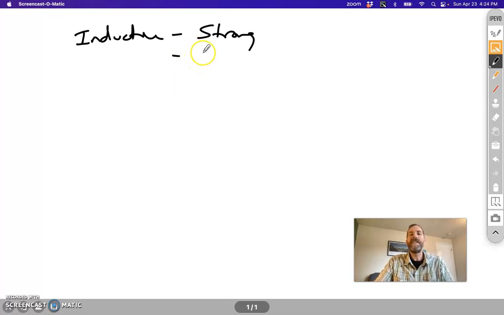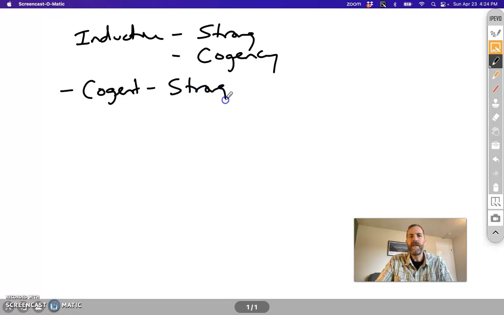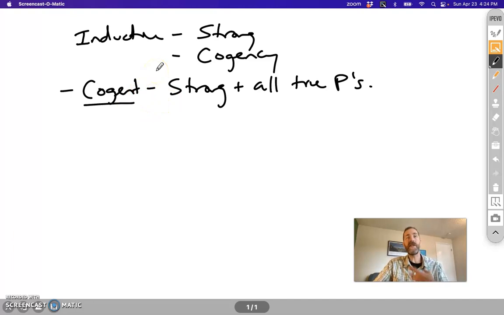Okay, and so what we're ultimately looking for there is what we would call cogency. Okay, a cogent argument is one that is strong plus all true premises. And that's really what we are after with an inductive argument. Those are the arguments we would want to be convinced by as good critical thinkers.